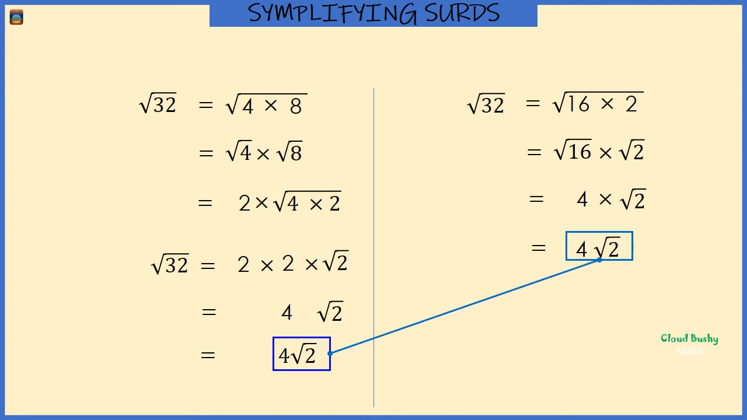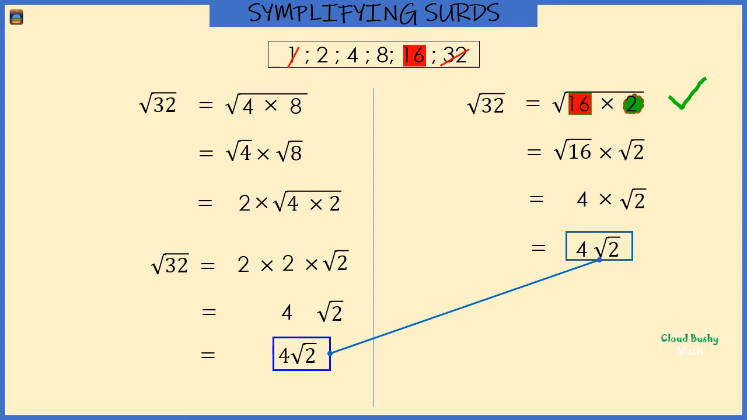Now the trick when simplifying surds, if you want to reduce time and probably energy, is to split the given number into two of its factors. One of these factors has to be a perfect square, and we have to pick the highest factor which is a perfect square. 16 times 2 we have for 32.